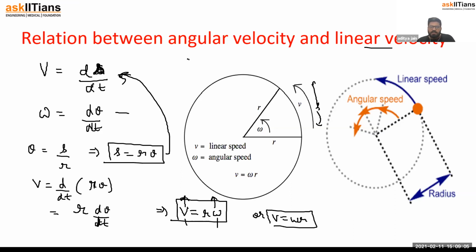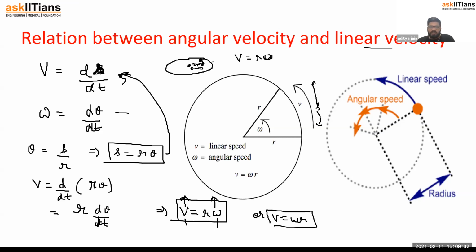What is an example of this? Suppose this is a body, and this is its center. Suppose there is a fly at this point, which is at a distance of 2 meters from the center. You want to know the linear velocity of this fly, or I can say the tangential velocity of the fly. So how can you calculate the tangential velocity of the fly? It will be v equals r omega.